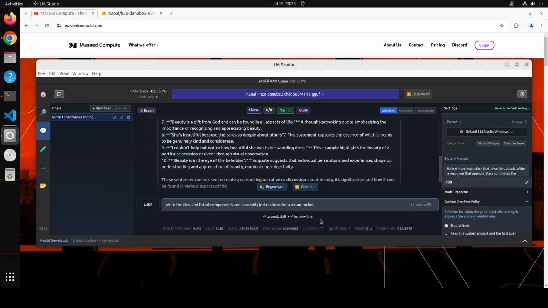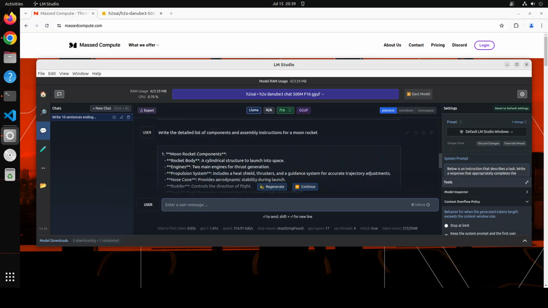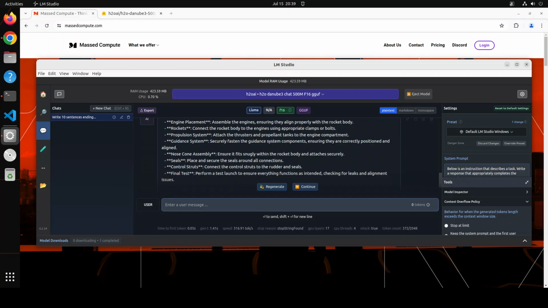Now in this one, I'm asking it to write a detailed list of components and assembly instructions for a moon rocket. And there you go, you can make your own moon rocket at home. It is telling us that these are the components: you need a rocket body, propulsion system, some engine placement, and then guidance, and then how to do it, final test, control struts. So not bad for a 500 million model. Okay, interesting. Of course, don't expect a comprehensive guide there.